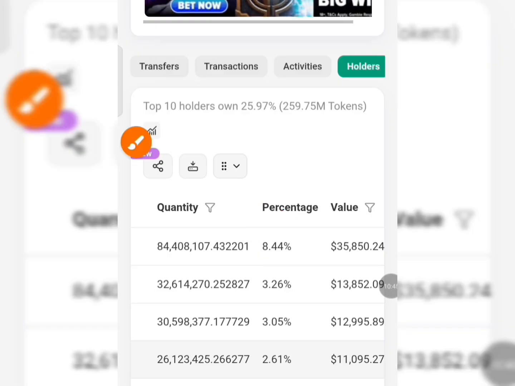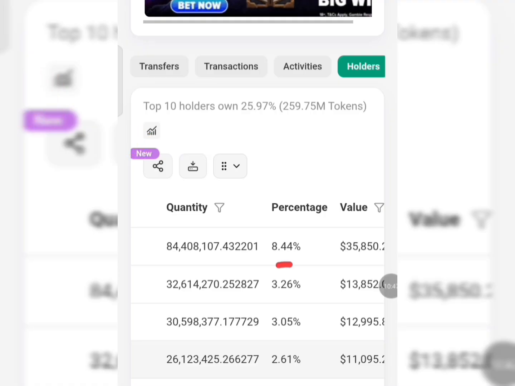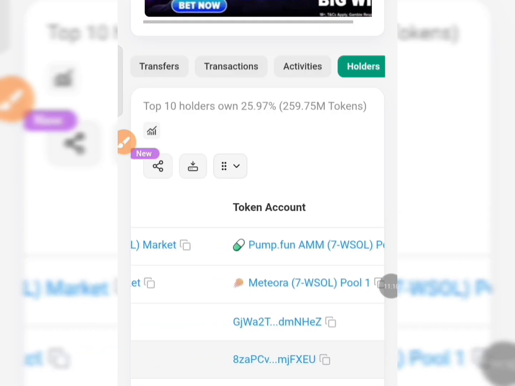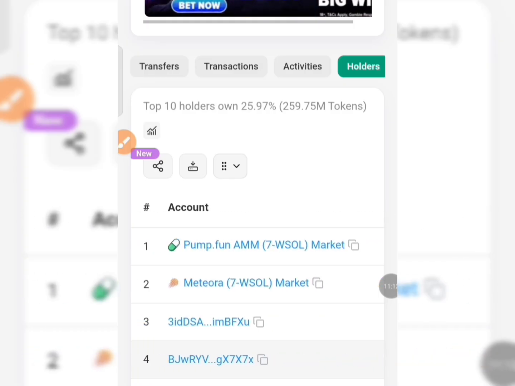So the number 1 person here is holding 3.26%, the number 2 holding 3.05%, the number 3 holding 2.61%, and the number 4 holding 1.96%. It means that the holders of this coin are not holding much of it, so the coin is healthy. When you see that the number 1 person is holding, let me say, from 10% upward, it's automatically a red flag because that coin can be manipulated.